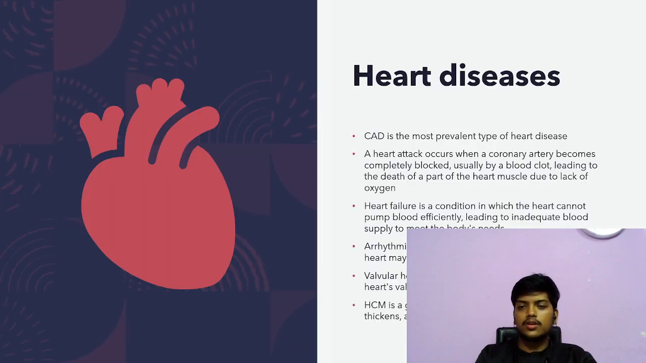So next is the major kinds of heart diseases. Coronary artery disease is the most prevalent type of heart disease, along with heart failure, heart attack, arrhythmias, and valvular heart disease, which involves problems with the heart valves. HCM is a genetic condition where the heart muscle thickens, affecting its ability to pump blood effectively.